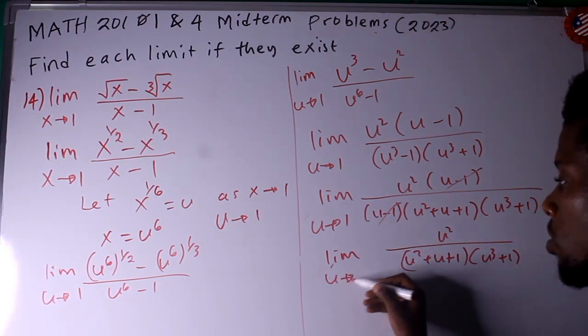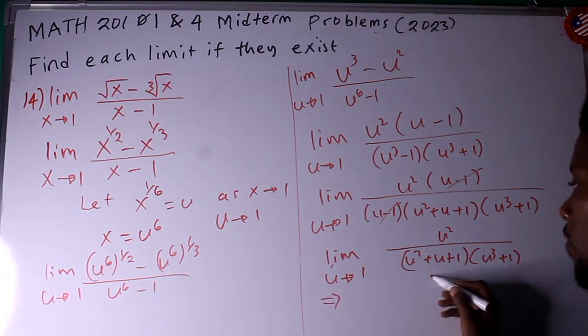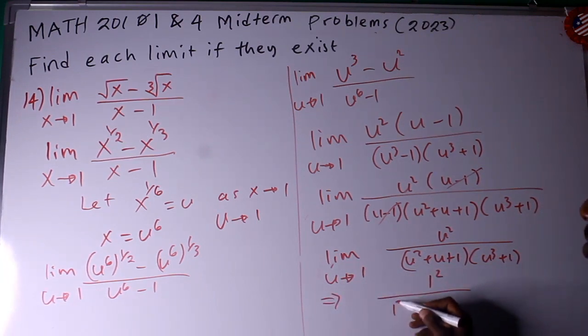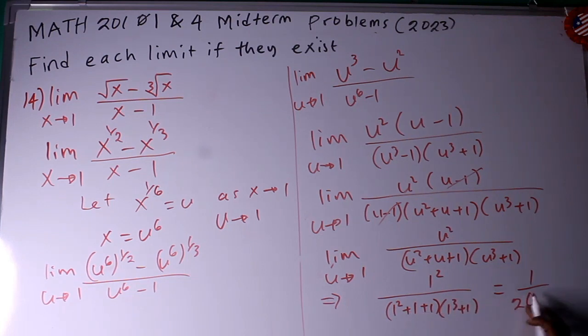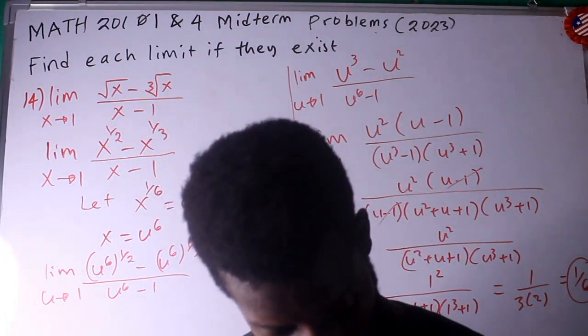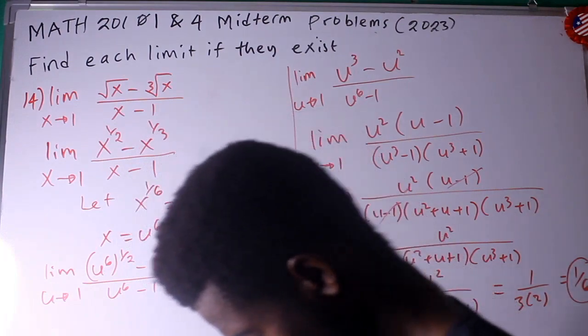So u approaches 1. If I do that substitution, I'll have 1 squared over 1 squared plus 1 multiplied by 1 cubed plus 1. So this is 1 over 2 times, this is 3, 3 times 2, 1 over 6. 1 over 6 is the result, and this is the procedure. Thank you for watching, and see you in the next video.